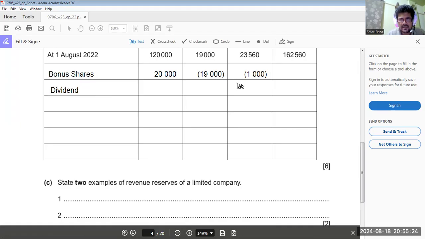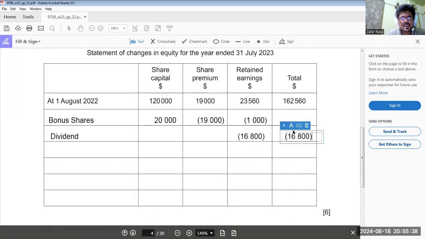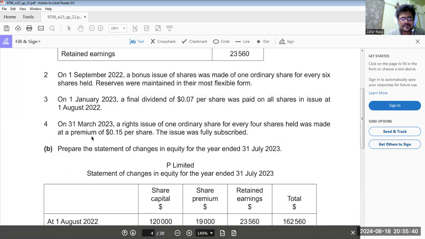Is 16,800. It is going to be reduced from retained earning. It means our totals are also going to be reduced by 16,800. Okay. Third point. That was second point, sorry. Third point was dividend, right issue.